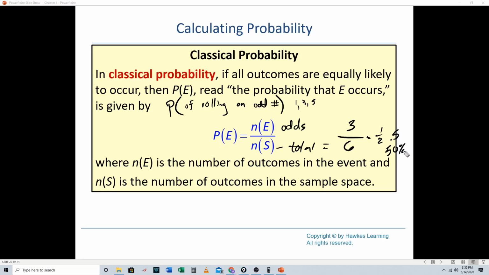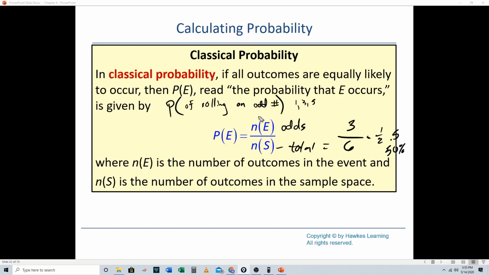It depends on how they want you to answer the question. They're all the same thing. Always reduce your fractions though, by the way. So either 1/2, 0.5, or 50%, all that's fine. So that's classical. I didn't have to roll a die. That's just what it should be.